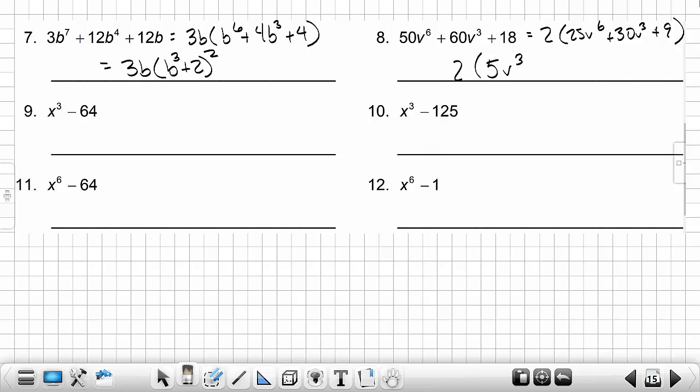5v cubed, and what's the square root of 9? 3. And what's that sign there? There we go.